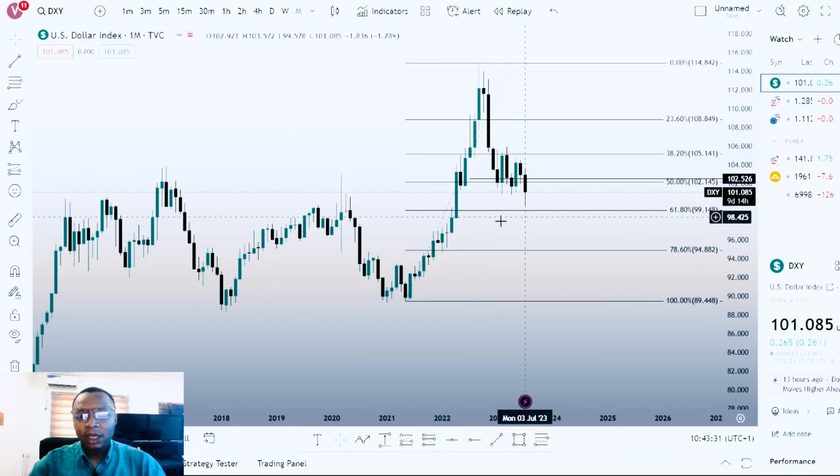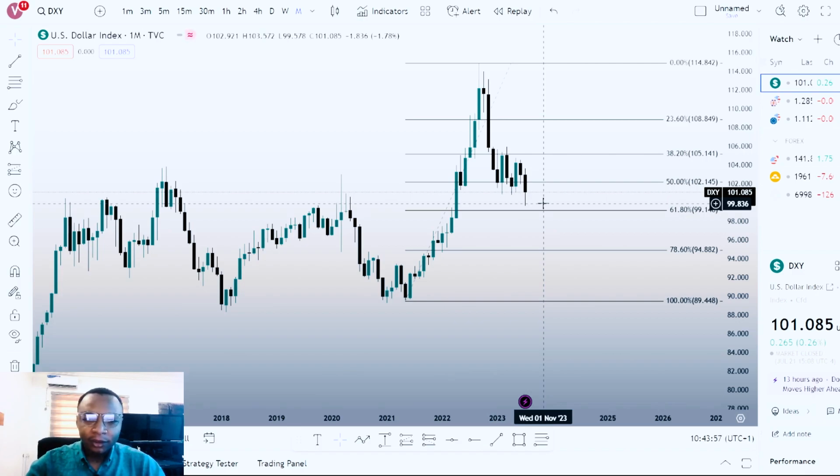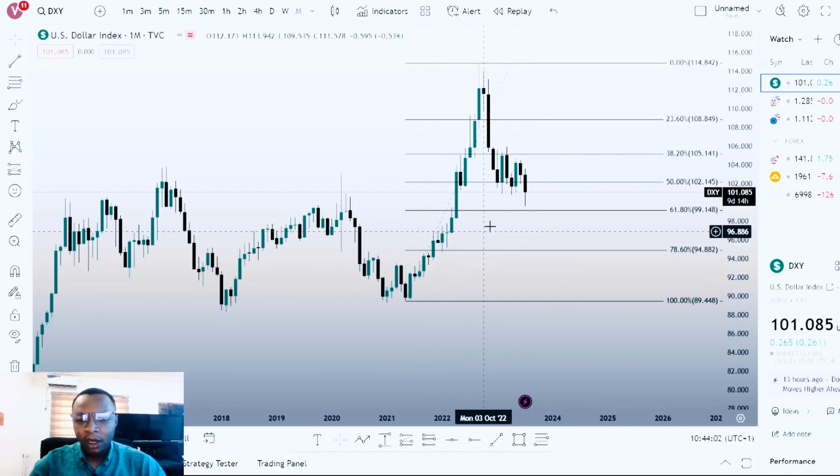Okay, all right, so looking at it at that instance, we're going to be seeing that the dollar is already making its way to the discount level. Okay, discount level is any level below 50% of your Fibonacci retracement tool. Okay, any level below 50% is the discount level, and any level above 50% is called the premium level. Okay, drawing it from point A to point B, where you have the 0% at the top and the 100% at the bottom. Any level below 50% is a discount level. Any level above 50% is the premium level.